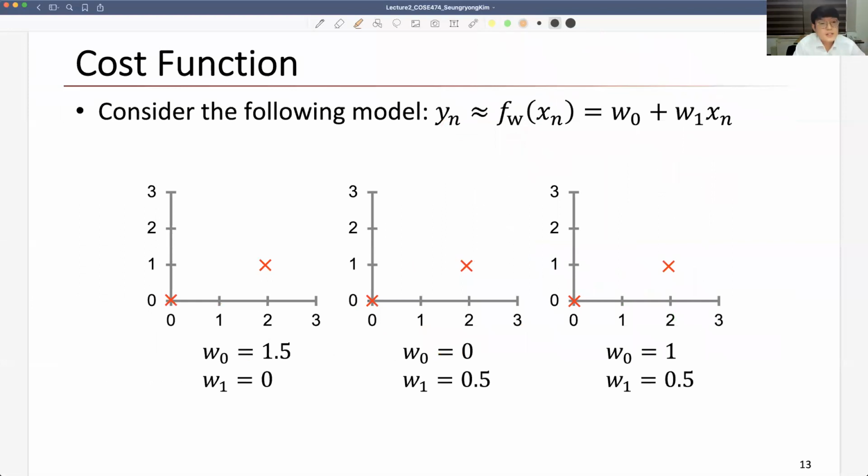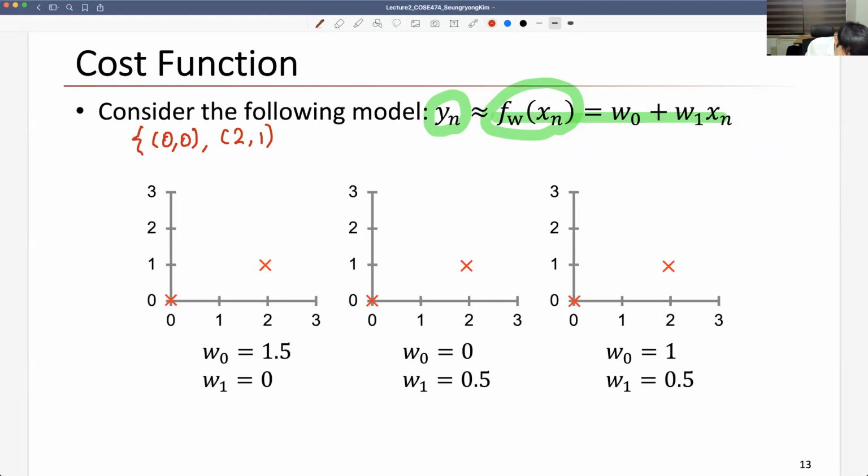Okay, so let's see an example first. As we discussed previously, we have the linear mapping function here. This is the estimated one, and this is the real ground truth label. Let's say we have two training samples, for example (0, 0) and (2, 1). Let's say this is our training data. Then which values of W0 and W1 represent this training data well?